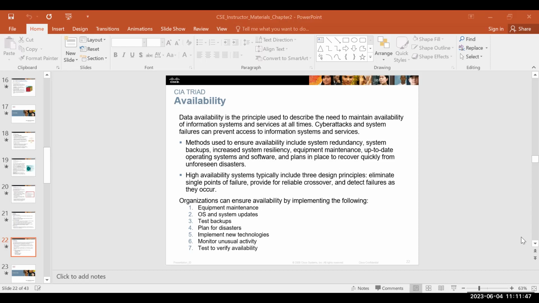So to test to verify availability means you are to test your infrastructures and ensure that the infrastructures are going to be available in a case whereby an unforeseen disaster occurred or happened. Okay, so this is what I can add to this point.